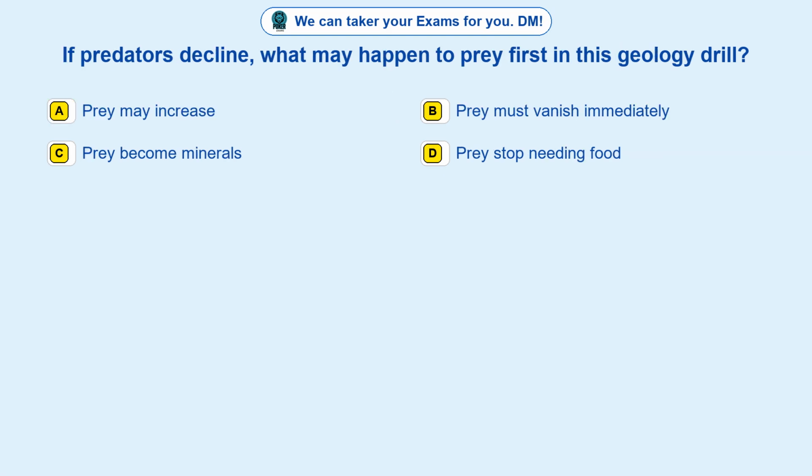Question 18. If predators decline, what may happen to prey first in this geology drill? Option A. Prey may increase. Option B. Prey must vanish immediately. Option C. Prey become minerals. Option D. Prey stop needing food.